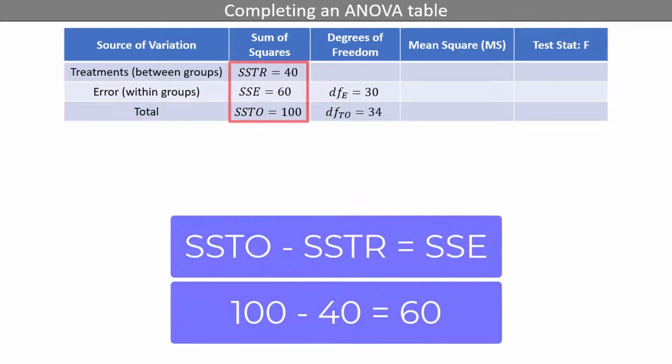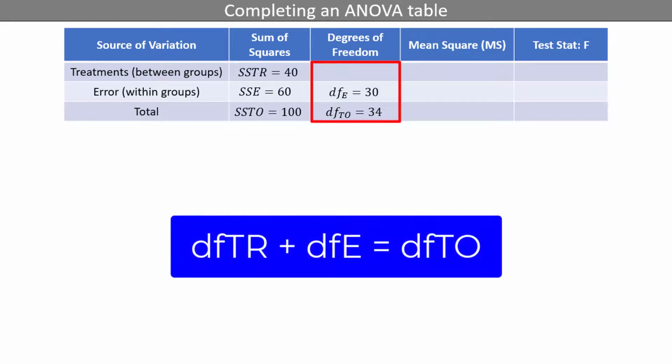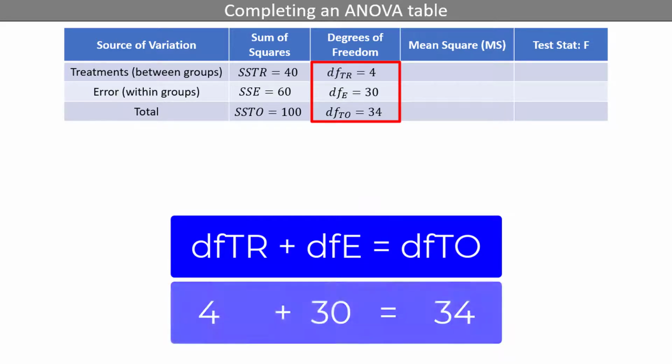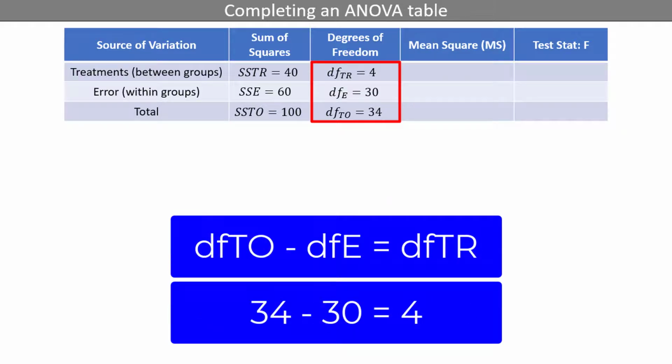Use the same idea for the degrees of freedom. The degrees of freedom treatment plus the degrees of freedom error is equal to the degrees of freedom total. So the missing degrees of freedom is 4, so that 4 plus 30 is equal to 34. You could also get 4 by taking 34 and subtracting 30.